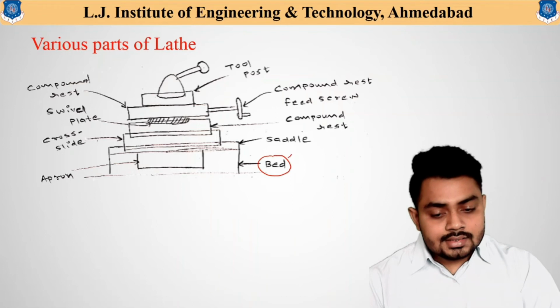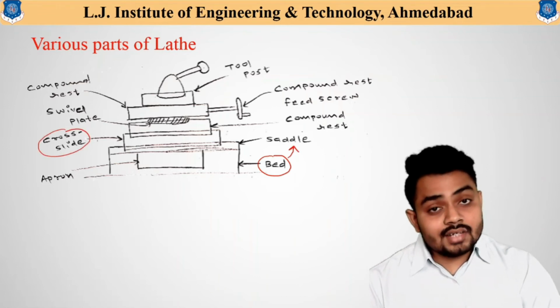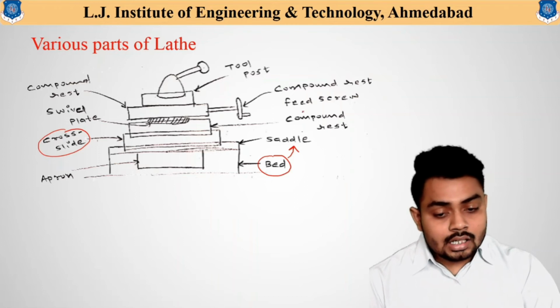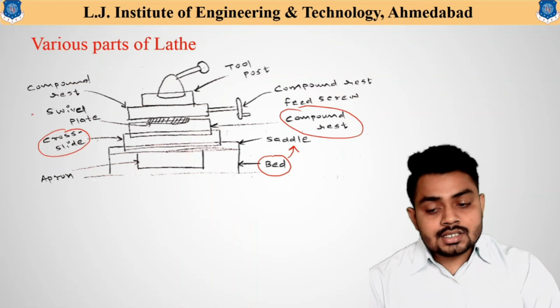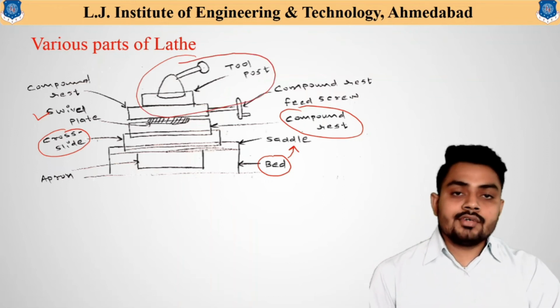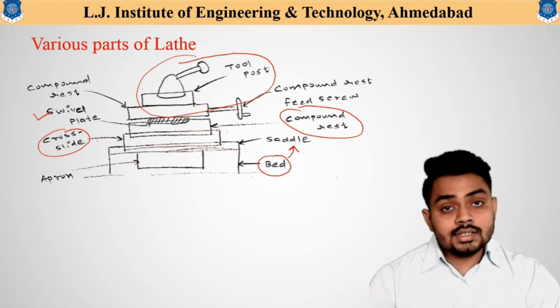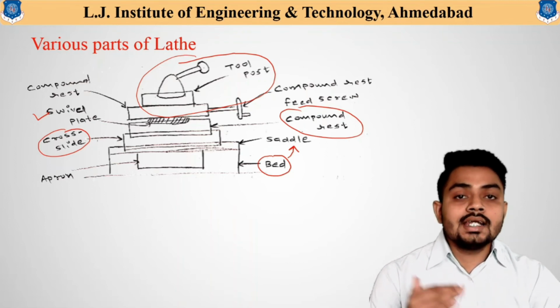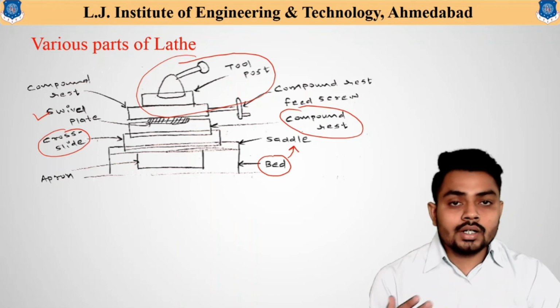Above the bed, the saddle is available. Above the saddle, the cross slide is available. Above the cross slide, the compound rest is available, and above the compound rest, the swivel plate is available. And above the swivel plate, the basic arrangement, that is the tool post assembly and the compound rest feed screw, are available. So all these parts are arranged layer by layer over the carriage, and all these different parts have their own advantage.